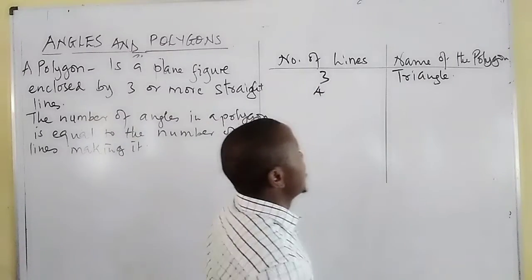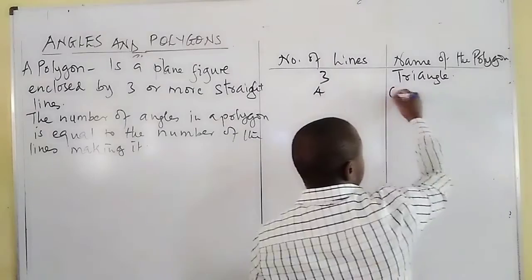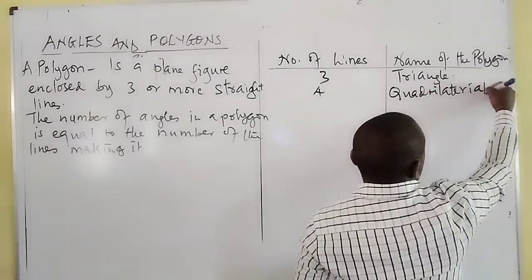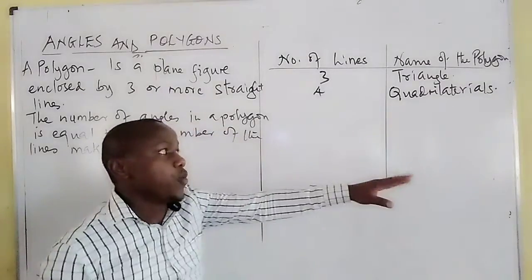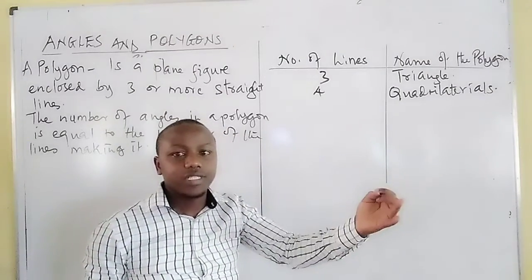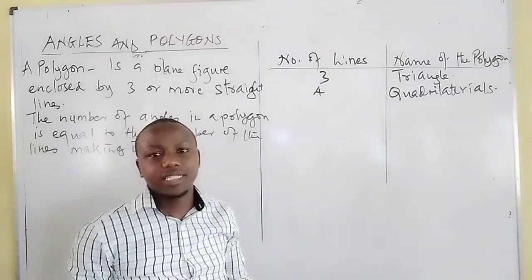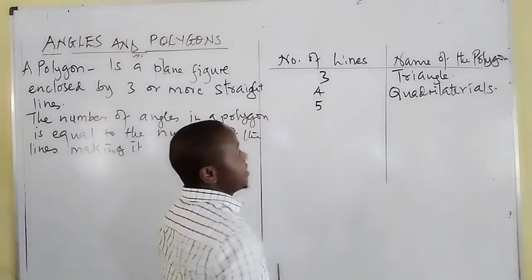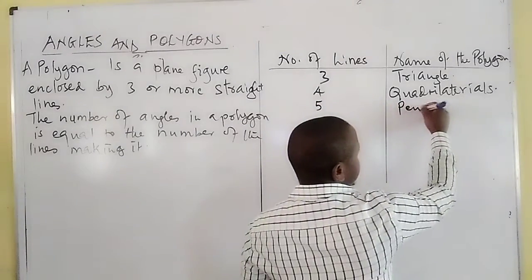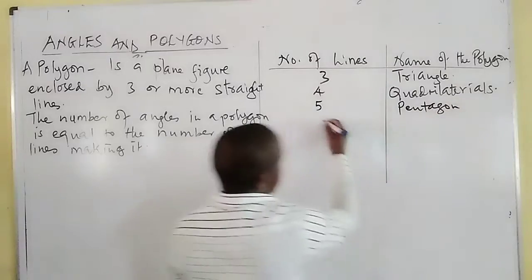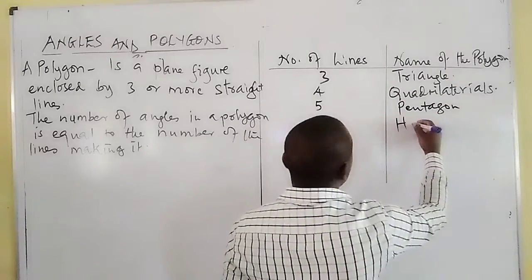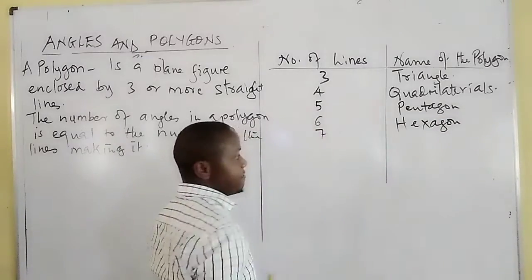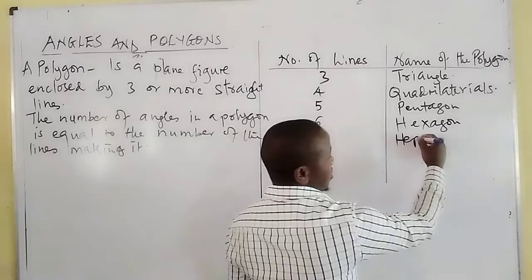Four lines form quadrilaterals. So under quadrilaterals, we have the squares, the rectangles, the trapezium, the rhombus, and also the parallelogram. Now we have the five-sided figure, it's called a pentagon. We have a six-sided figure called hexagon. And if it's a seven-sided figure, we call it heptagon.